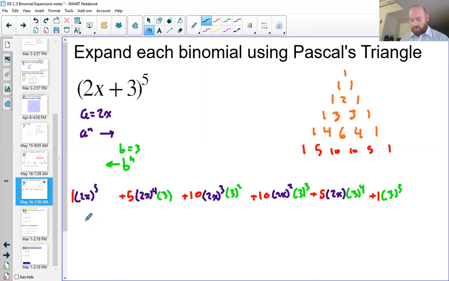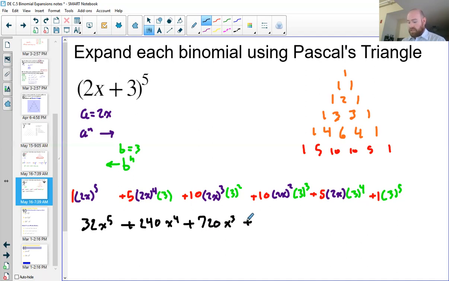2 to the 5th power is going to be 32. So we have 32 times x to the 5th. Then I'm going to multiply 5 times 2 to the 4th power times 3, and that gives me 240. So plus 240 x to the 4th. Then 10 times 2 to the 3rd power times 3 squared is going to be 720 x cubed.